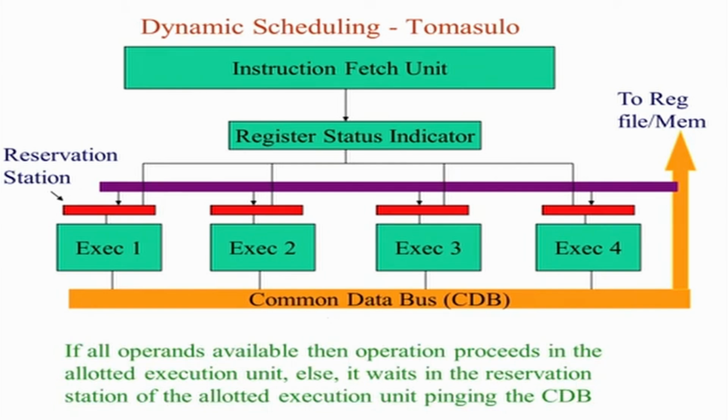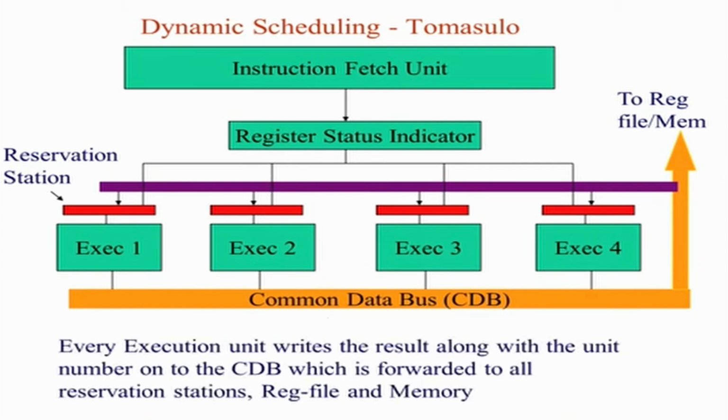If all the operands are available, then the operation proceeds in the allocated execution unit, else it will wait in the reservation station of the allotted execution unit, and it will be watching the common data bus. Every execution unit, once it finishes, will write the result along with the unit number, because if somebody is waiting for it, they will know this unit is writing onto the CDB, which is forwarded to all the reservation stations through this purple path, and to the register file and memory. Okay. I think we have done it 3-4 times, now you will know it almost by heart.